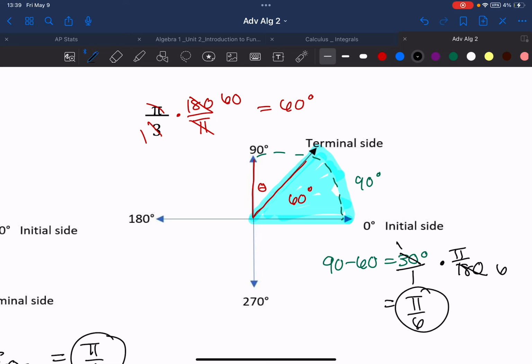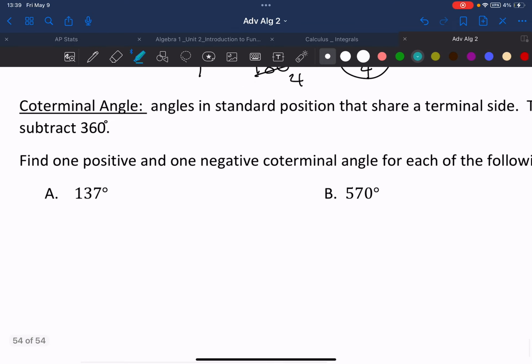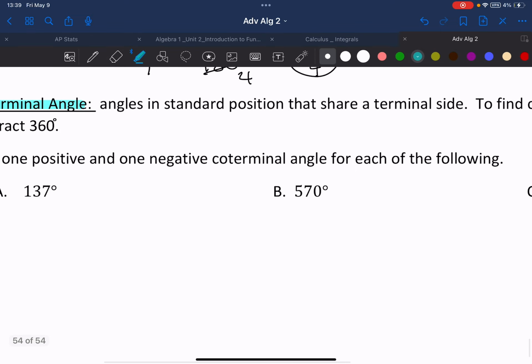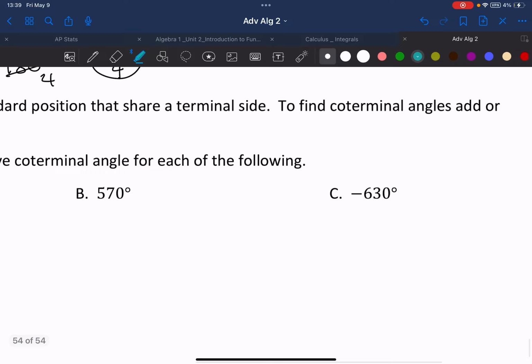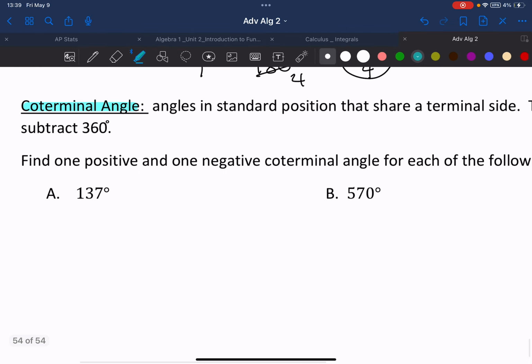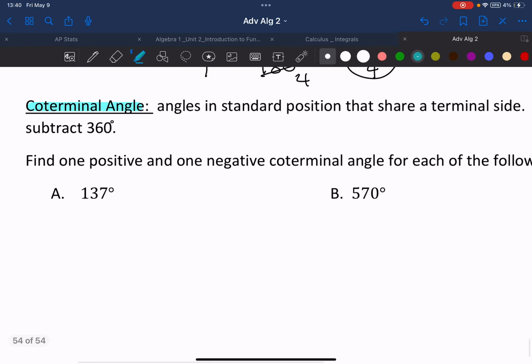Okay, this next part here is talking about a coterminal angle. So a coterminal angle is an angle in standard position that shares a terminal side. To find coterminal angles, we add or subtract 360 degrees. Find one positive and one negative coterminal angle for each of the following.